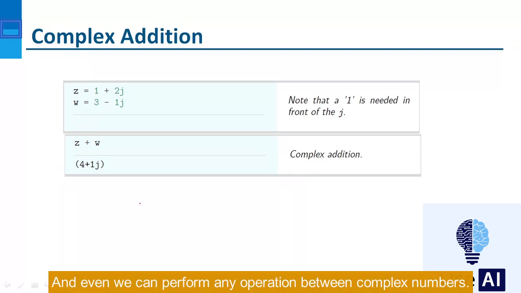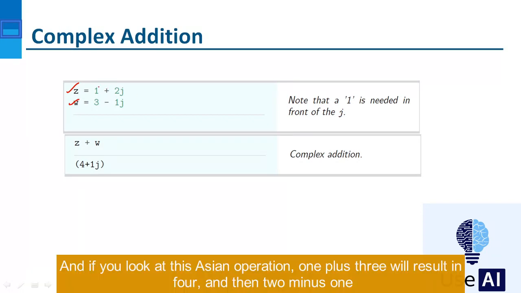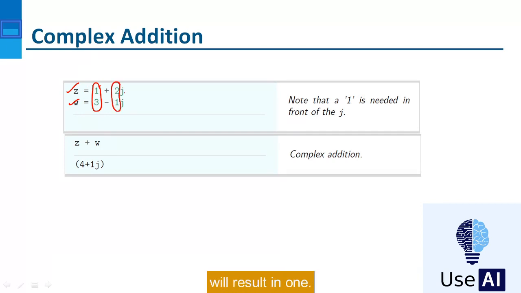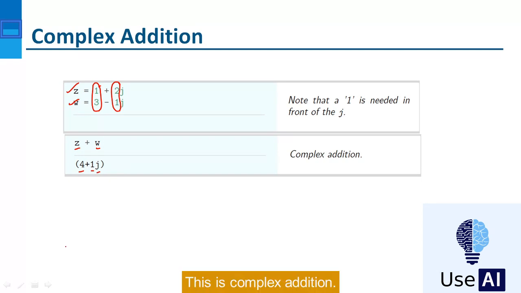And we can even perform addition operation between complex numbers. Let us suppose z is equal to 1 plus 2j and w is equal to 3 minus 1j. If you look at this addition operation, 1 plus 3 will result in 4 and then 2 minus 1 will result in 1. Okay. So that is why you will get z plus w result as 4 plus 1j. This is complex addition.